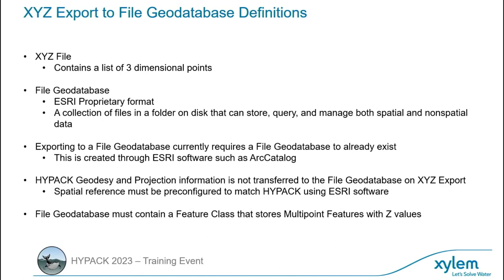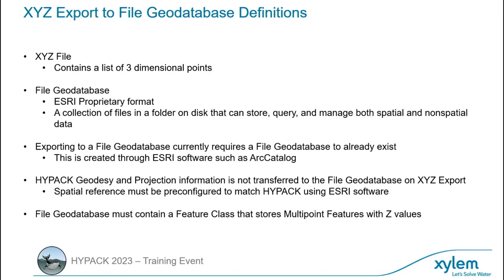So currently we don't actually create a file geodatabase. You have to use one of the Esri software tools to do it. I think when I did it, I used ArcCatalog. It's not that difficult to set up. Also, the geodesy and projection information isn't transferred over because we didn't make the geodatabase. You have to do it there. So when you make it, you just have to make sure that it matches your project geodesy in HYPACK. And if you do that, everything should be smooth and work out fine.